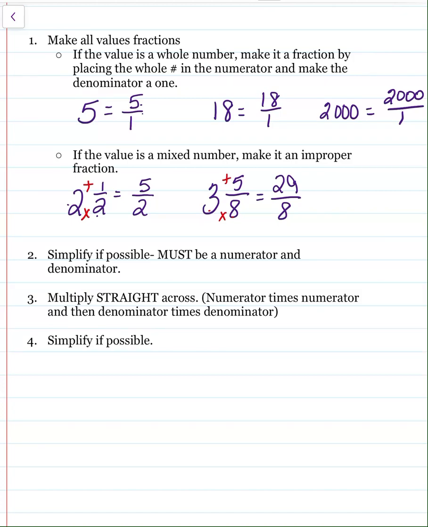All right, let's try one more. Let's do 5 and 3/4. So I'm going to say Texas. I'm going to say 4 times 5 is 20, and 20 plus 3 is 23/4.